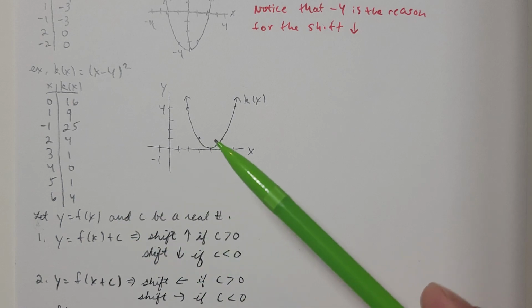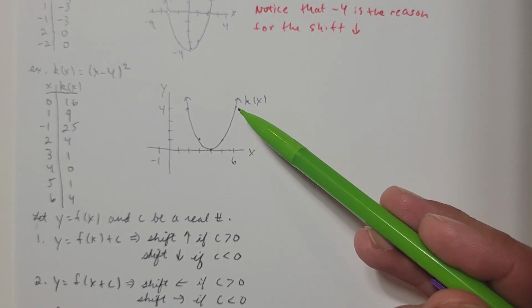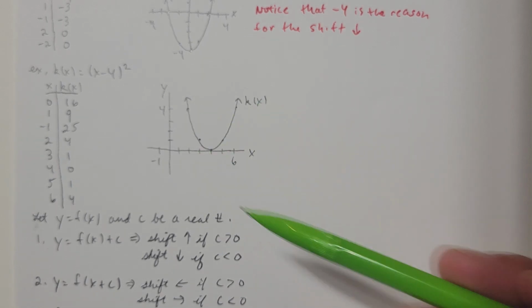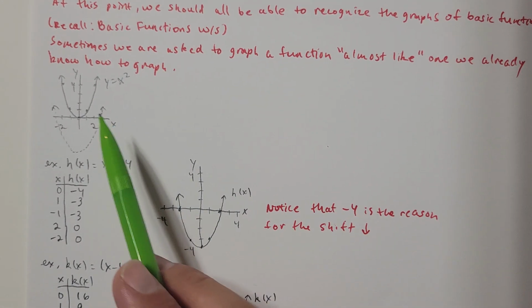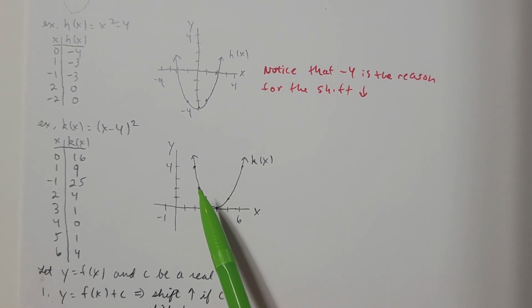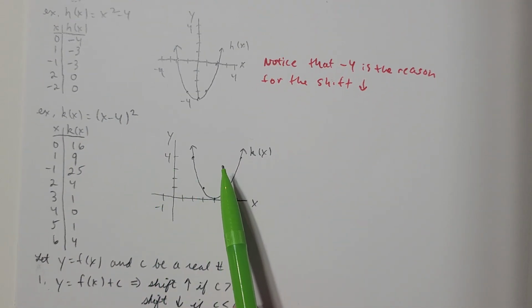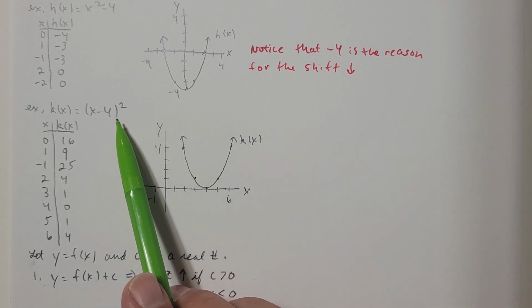And then if x is 6, 6 minus 4 is 2. 2 squared is 4. So there's the point 6, 4 on the graph. Okay, and I draw my parabola going through those points. Now, what happened to the basic function y equals x squared to get the graph of k of x? Well, it looks like all I did was shift y equals x squared to the right 4 units. Why did we go to the right 4 units? Well, the negative 4 is what's causing that. Okay, so what if I were to have x plus 4 squared?